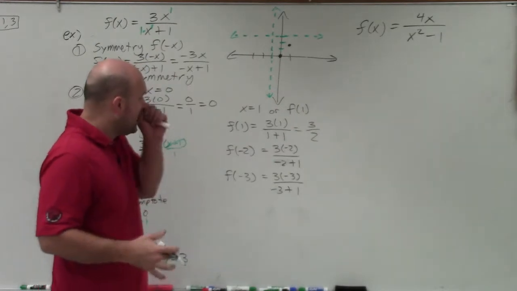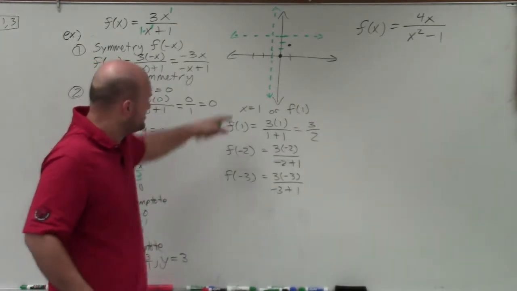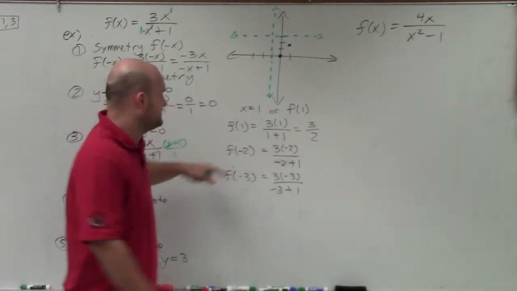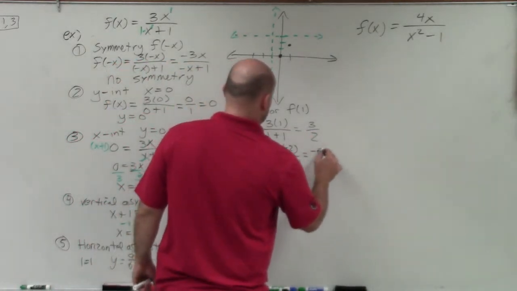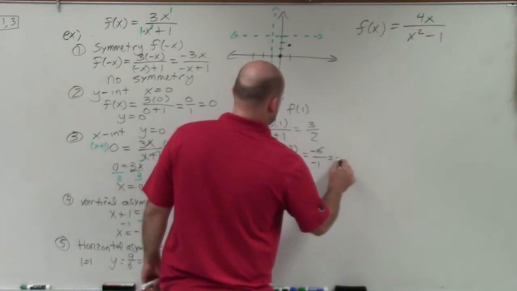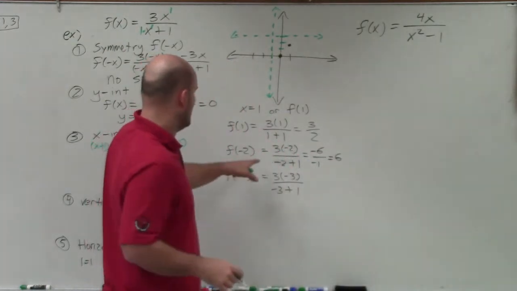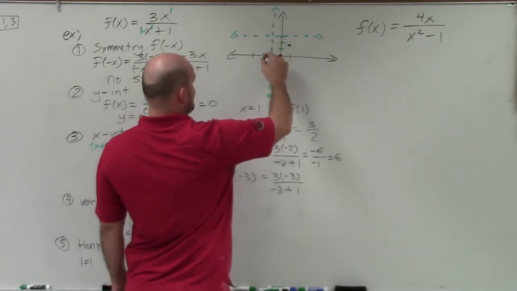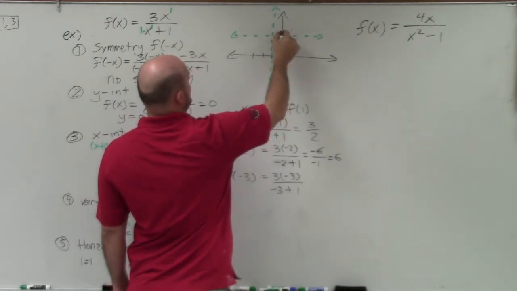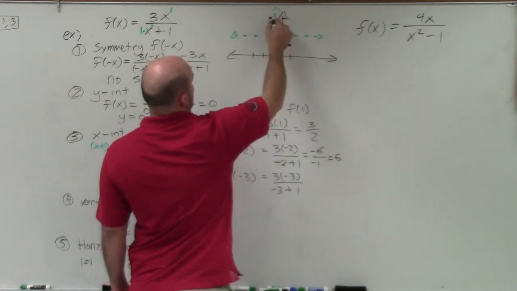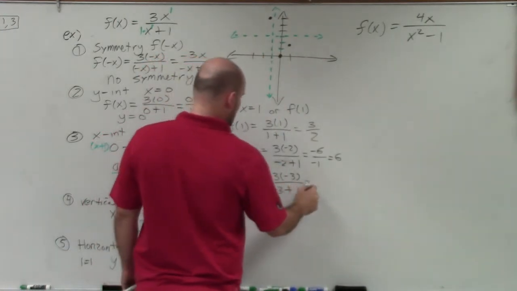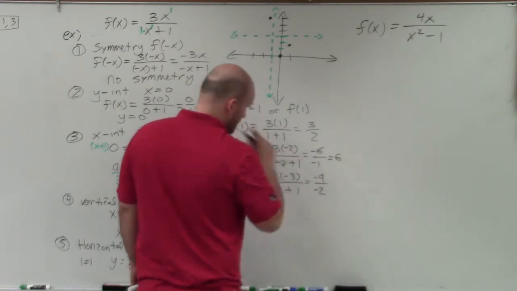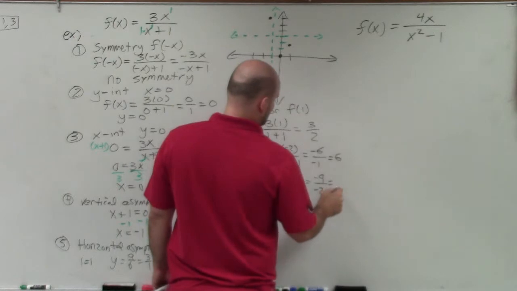OK, so basically, I'm trying to figure out what are my coordinate points. So when x equals 1, y equals 3 halves. When x equals -2, I end up with -6 over -1, which equals 6. So at -2, I get positive 6. So 1, 2, 3, 4, 5, 6. OK, at -3, I end up with -9 over -2, which is approximately 4.5.